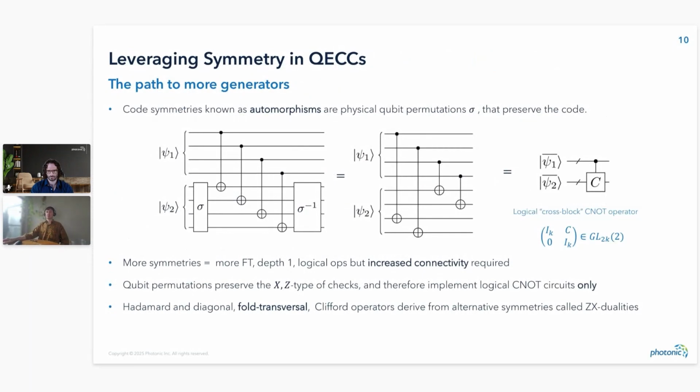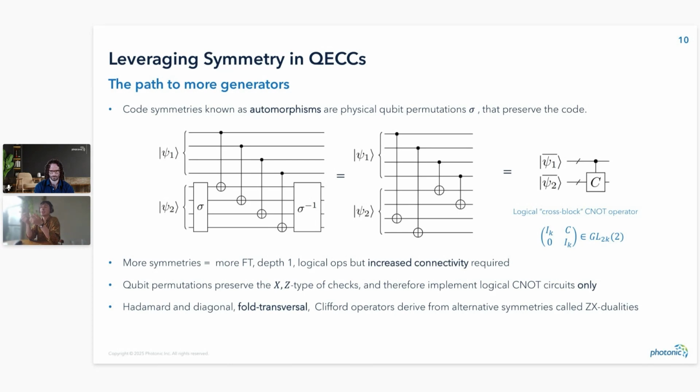I am a group theorist by training, so any chance to use symmetry is always a win for me. We can access a greater number of nice physical implementations of logic by using symmetry of the code. So code symmetries are simply physical qubit permutations. We call these automorphisms, and they preserve the code. So you would check that they preserve the stabilizers or the gauge operators, depending on what flavor of code you have. And they're a really promising foundation for computation because they can provide non-trivial logical operators implemented by either low-depth swap circuits or by relabeling physical qubits.